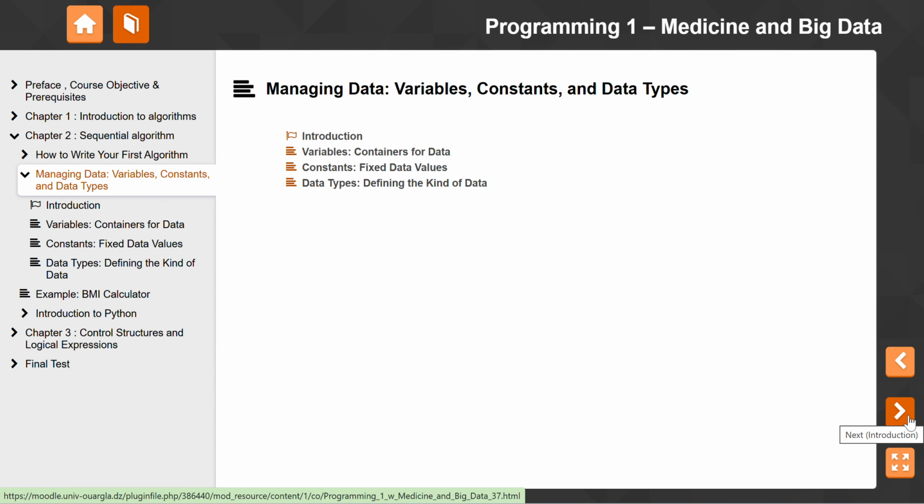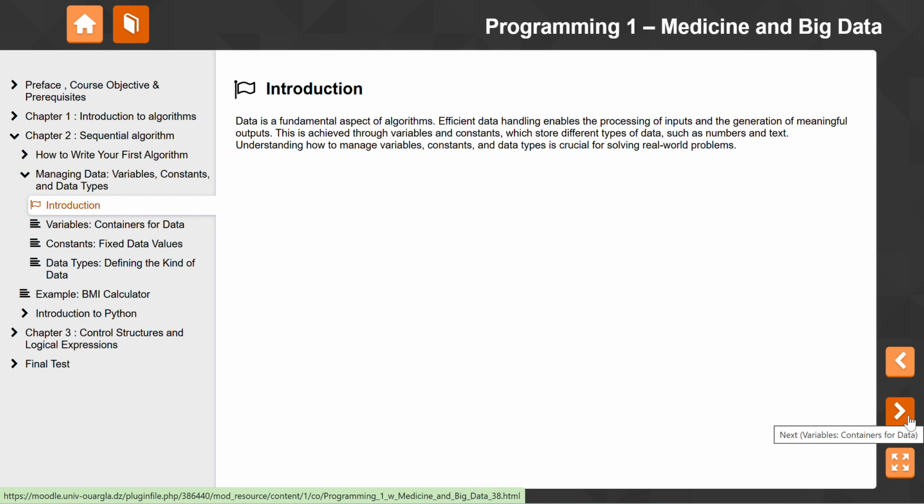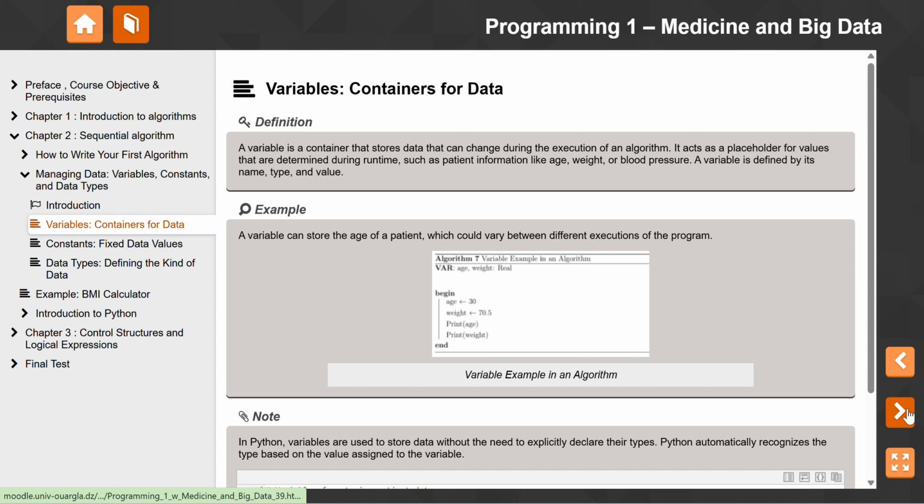So let's move to managing data: variables, constants, and data types. Data is a fundamental aspect of an algorithm. Efficient data handling enables the processing of the input and generating meaningful outputs. Let's define what a variable is. A variable is a container that stores data that can be changed during the execution of an algorithm. It acts as a placeholder for values.